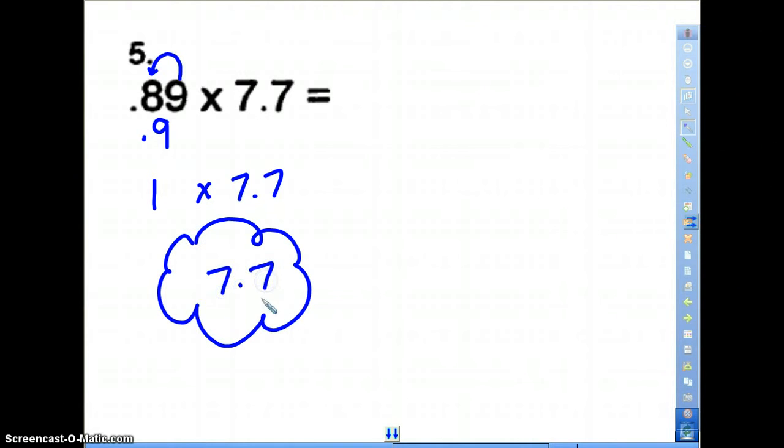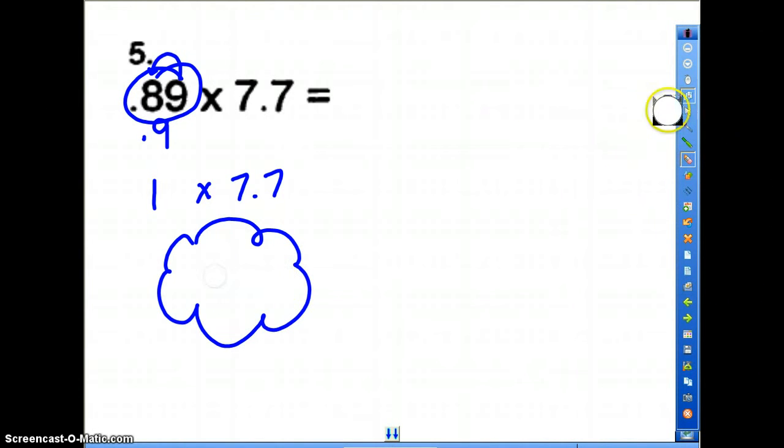Yeah, 7.7. But if I multiply by a number that's less than 1, should my answer be bigger than 7.7 or less than 7.7? Yeah, since 0.89 is a little smaller than 1, my answer should be a little smaller than 7.7. So let's change it and make it a little bit smaller. What do you want to call it? 6.8 maybe? All right. Put it in a bubble.